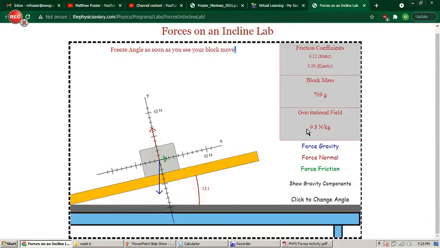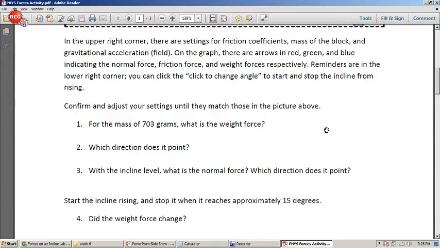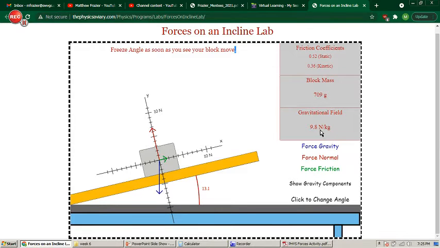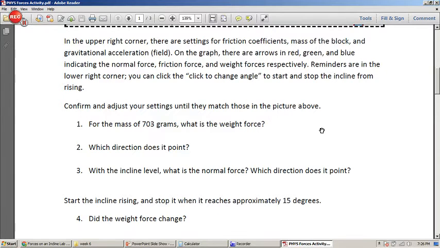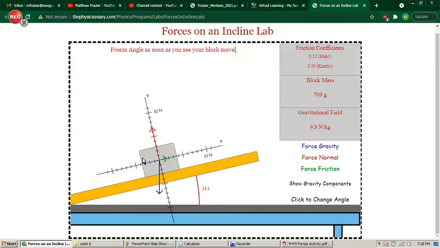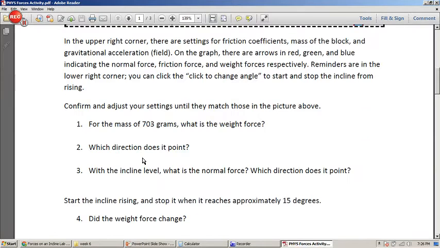Right. It's going to be 9.8. These are unusual units, newtons per kilogram. That is the units for acceleration. It's meters per second squared. If you go in and break down what a newton is, that's what you'll recover. And so you would take 0.7 kilograms times 9.8 newtons per kilogram, and you get about 7 newtons. Which direction does it point? It's straight down. All right.